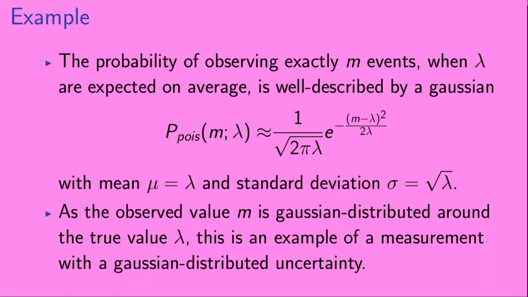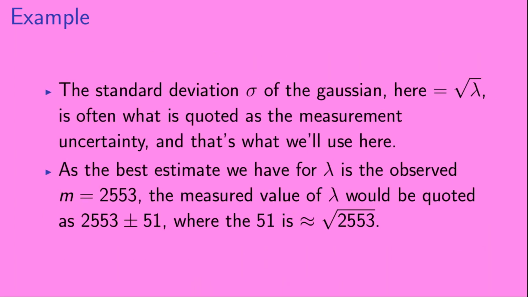So the probability of observing exactly m events when lambda are expected on average is well described by a Gaussian that has mu set equal to lambda and the standard deviation sigma set equal to the square root of lambda. As the observed value m is Gaussian distributed around the true value lambda, this is an example of a measurement with a Gaussian distributed uncertainty. The standard deviation sigma of the Gaussian, here equal to the square root of lambda, is often what is quoted as the measurement uncertainty, and that's what we'll do here.